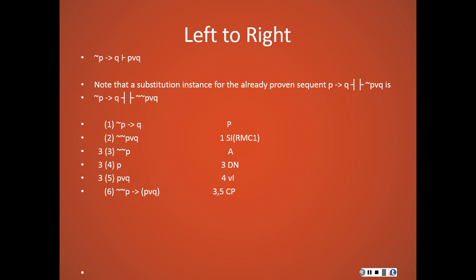And now that I've got my conclusion, I can go ahead and discharge the assumption that I made on line 3 to get if not P then P or Q, and that's one of the conditionals that I need for my OR elimination proof. So now I'll start working on the other conditional that I need.